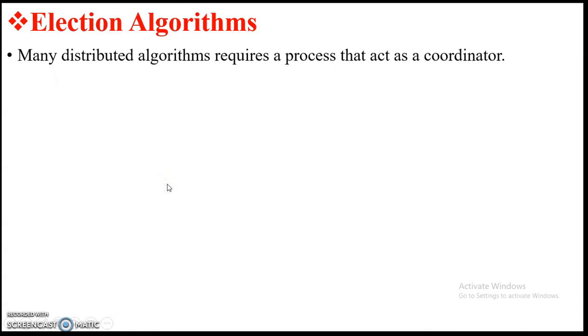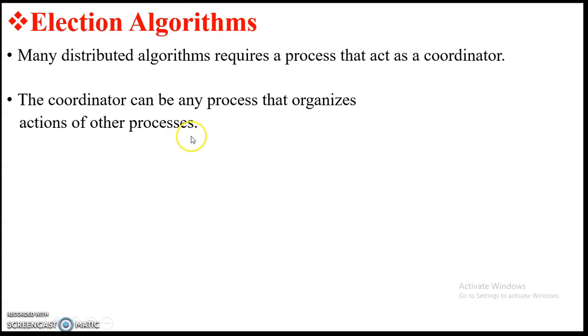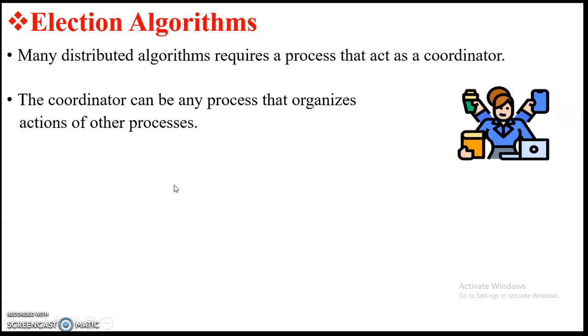In many distributed algorithms, a process acts as a coordinator. The coordinator can be any process that organizes actions of other processes. Let us map this concept to a real-time concept: if you are living in a society, it has a chairman who will coordinate the activities such as paying the bills, arranging the meetings, likewise. Now, let us consider that this coordinator or chairman is living abroad. Now, the post of chairman should be taken over by some other person.